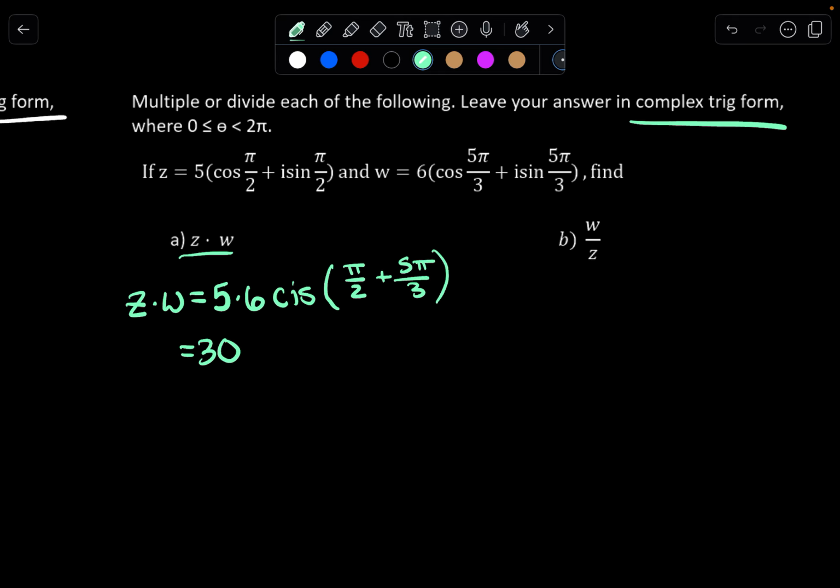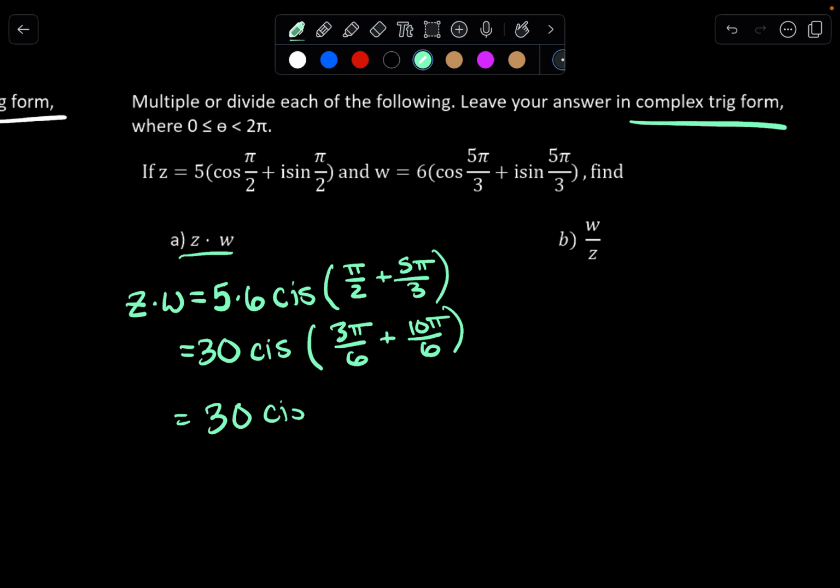So the new radius is going to be 30, and we need to use a common denominator. The common denominator will be 6. So we'll multiply pi over 2 by 3 over 3, so we get 3 pi over 6. And then multiply 5 pi over 3 by 2 over 2, so we get 10 pi over 6.